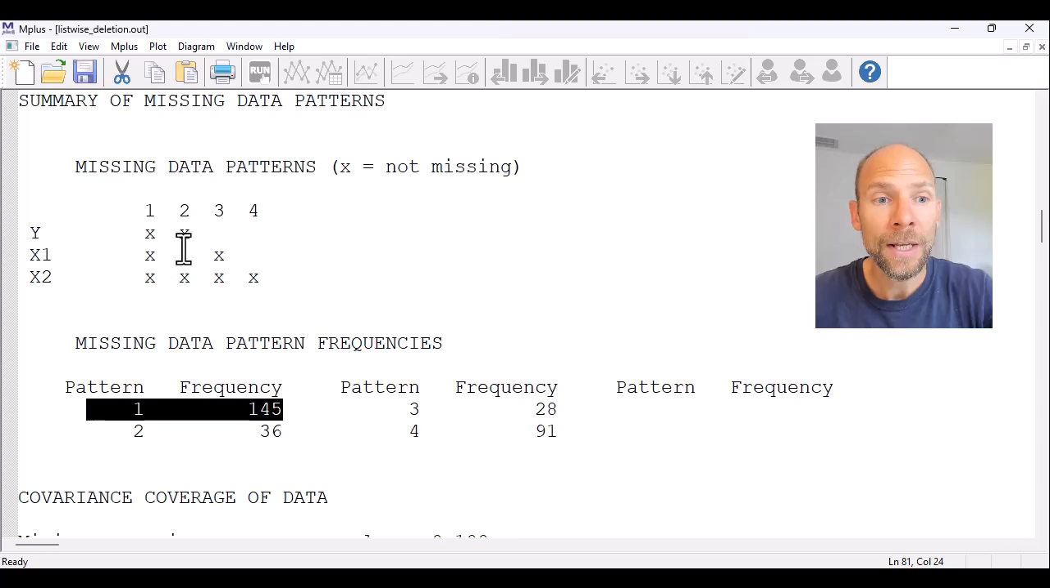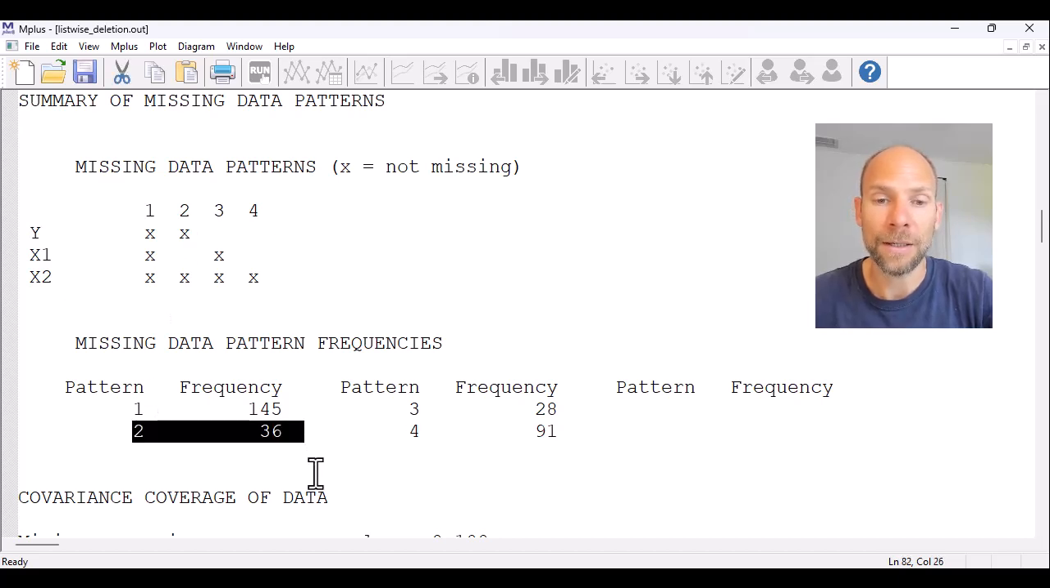Pattern number 2 is one where the individuals were missing the X1 score. You can see there's a hole here for X1, and so these individuals have data only for Y and for X2. This pattern number 2 was observed for 36 individuals.